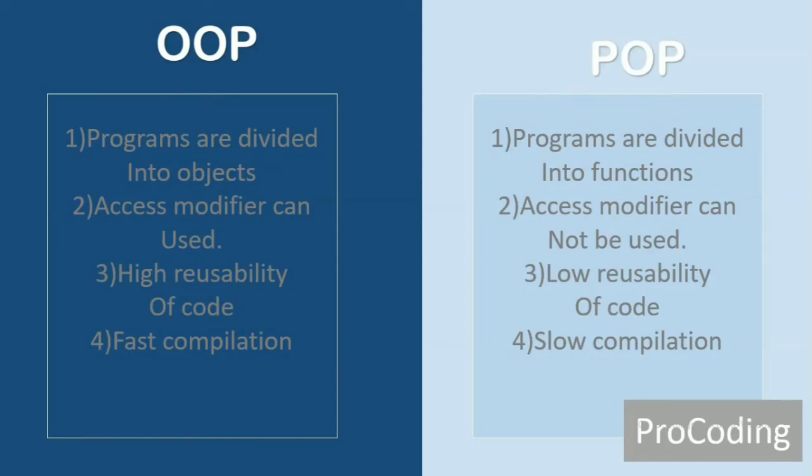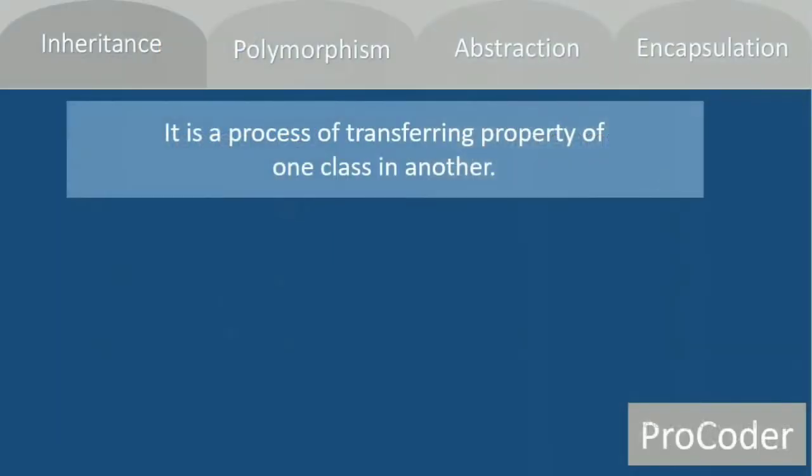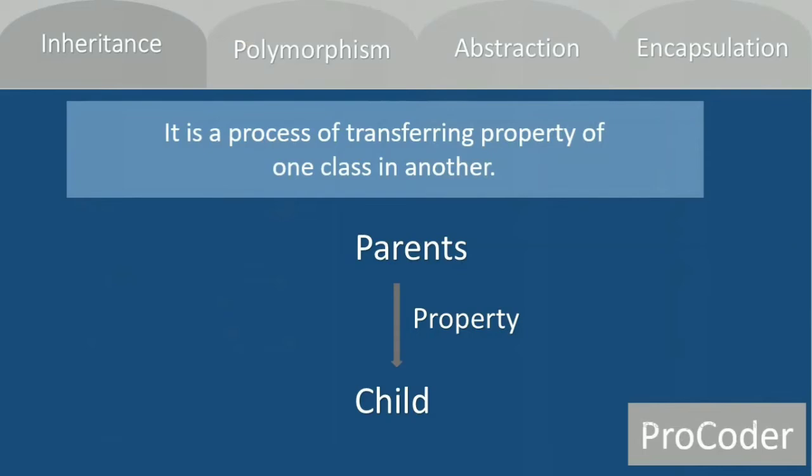The very first feature is inheritance. It is a process of transferring property of one class into another class. Well, a property can be a data member or a function or a method. Suppose every child has some common properties of their parents. That means class of parents have transferred their property to the class of child. That is the concept of inheritance. The class that transfers the property is called the parent one, and the one that holds it is called child class.